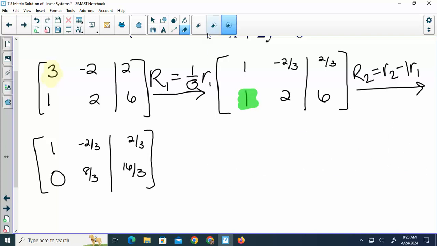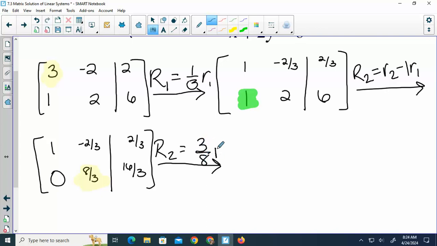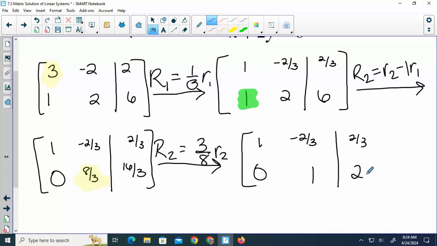Now, column 1 is done, so we move to column 2. What do you have to get in your column first, the 1 or the 0? The 1. Row 2, column 2, has to be a 1. So we are changing row 2. What is the way to get a 1 that will never fail? So reciprocal of 8/3 is 3/8. 0, 1, and 2/3, positive 2/3. 0 times 3/8 is still 0. 8/3 times 3/8 is 1. 16/3 times 3/8 is 2.